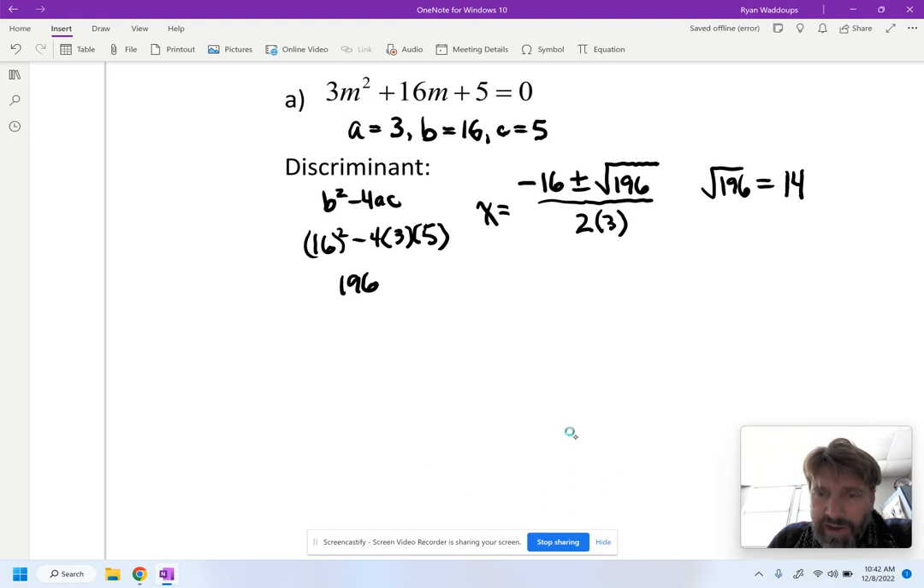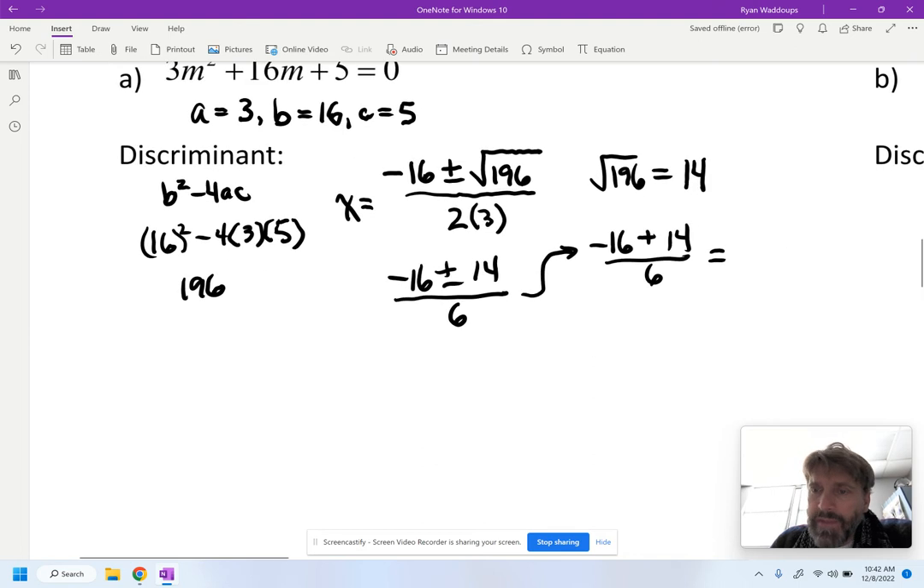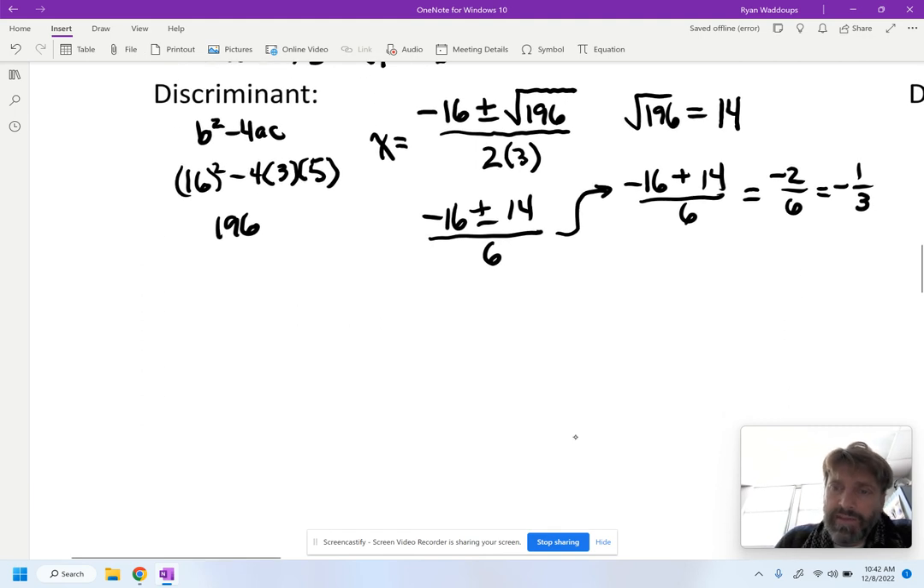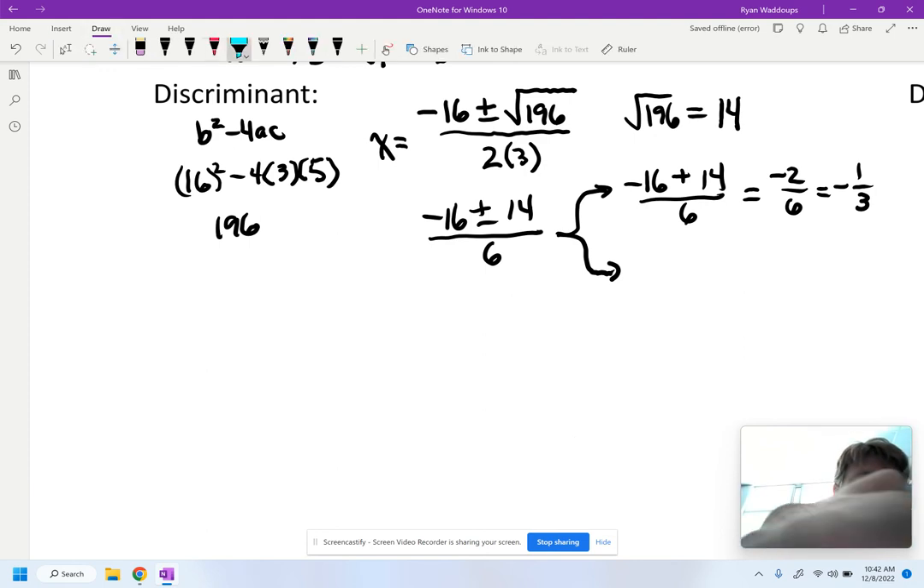So I can then substitute in. I've got negative 16 plus or minus 14 all over 2 times 3, which is 6. And this gives us two values here. Negative 16 plus 14 over 6 is negative 2 over 6, and negative 2 over 6 simplifies to negative 1/3. That's the plus side.